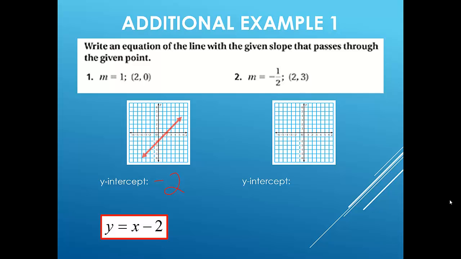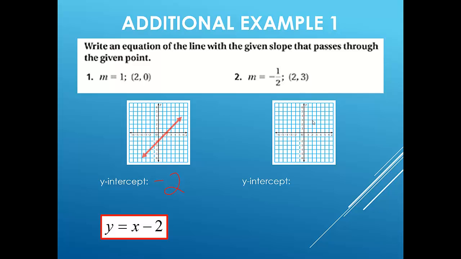Now for number 2, m equals negative 1/2, and our point is (2, 3). So first we're going to plot our point (2, 3), so over 2 and then up 3. And then we're going to use our slope to get additional points. Our slope m is equal to negative 1/2, so we have rise over run. If we go up 1, if we rise 1, that's positive, then we have to go to the left 2 to make that part negative.